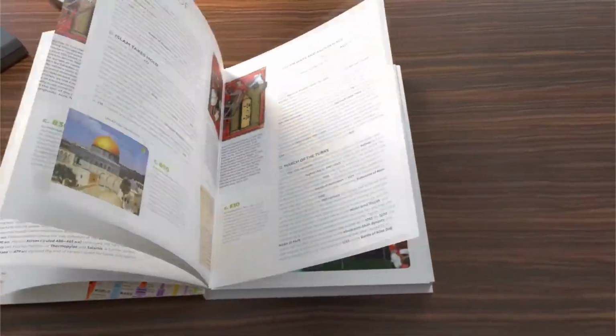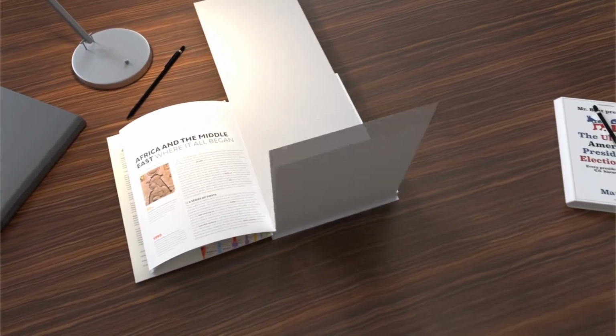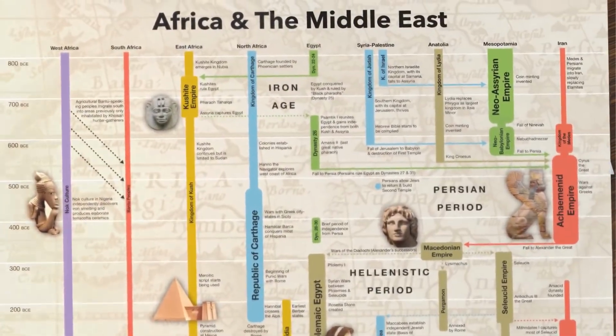Okay, so let's open the book and turn to the Africa and Middle East section. The chart then opens up like this. Let's zoom in and have a look.